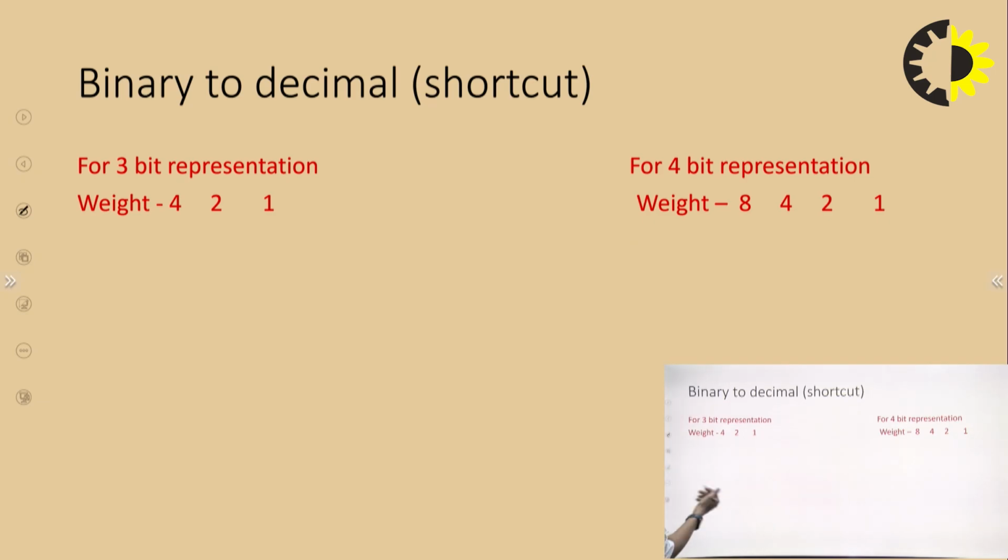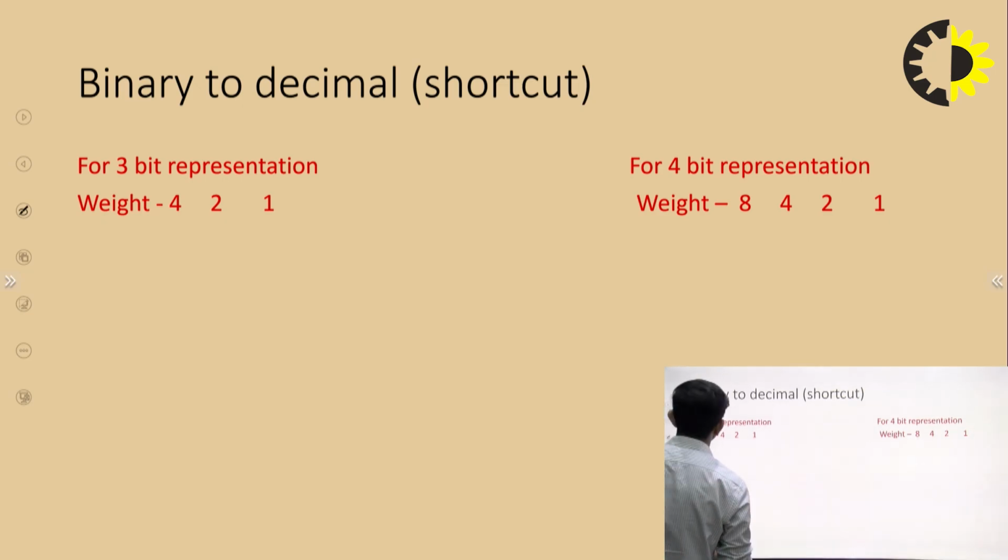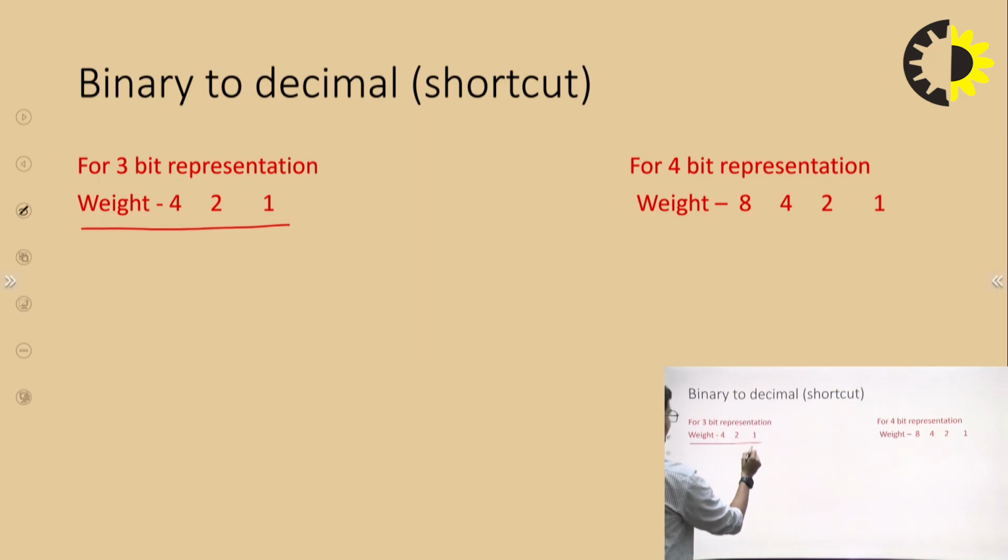Now, if we want to convert the binary number into a decimal, this is a shortcut way we can proceed. If we have a 3-bit representation, as I mentioned earlier, we can use the weighted codes. For 3-bit, the weights are 4, 2 and 1. All are powers of 2: 2 to the power of 0, 2 to the power of 1, 2 to the power of 2. If we have a 3-bit number, let's say I have 1 at the 2 to the power of 2 place, 0 here and 1 here. So if we add these numbers, 1 is at the place of 4, 1 is at the place of 1, whereas 0 is at the place of 2.